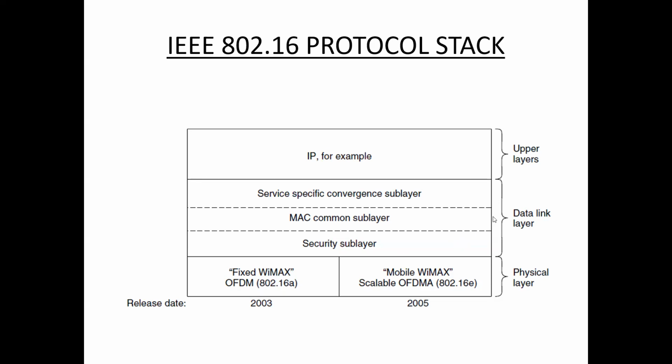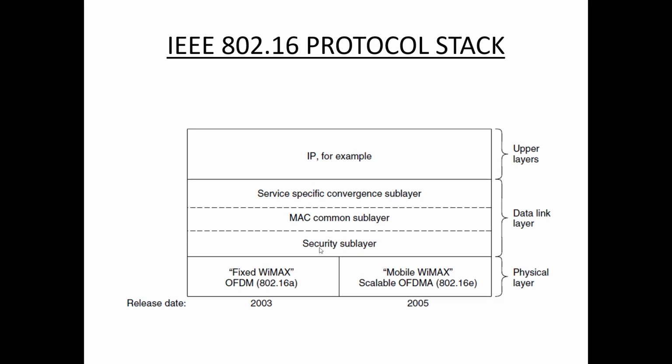Next, the second layer, the data link layer. This data link layer is divided into 3 sublayers: the service specific convergence sublayer, the MAC common sublayer, and the third one, the security sublayer.